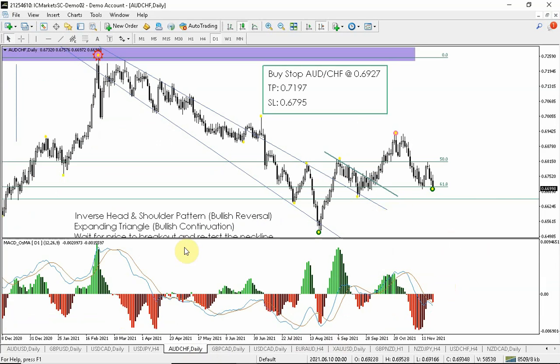So what's happening here? Inverse head and shoulders. That should be a bullish reversal. That's what we said. What is happening? The market has found structure at Fibonacci 61.8, so we expect it to push up from this structure level, guys. That's what we expect price to do here. Okay, so that's our expectation.